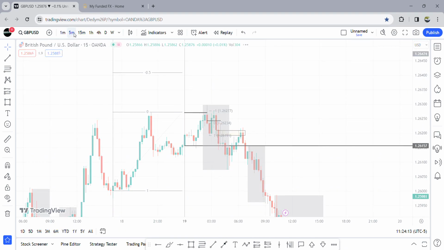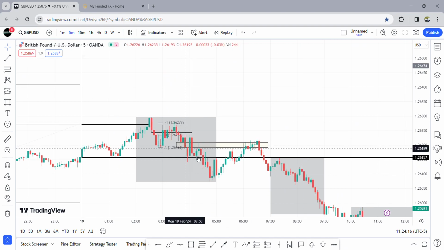Now going to a 5-minute chart. All this stuff that's here on the chart I left there because that's what I was looking at in the moment.